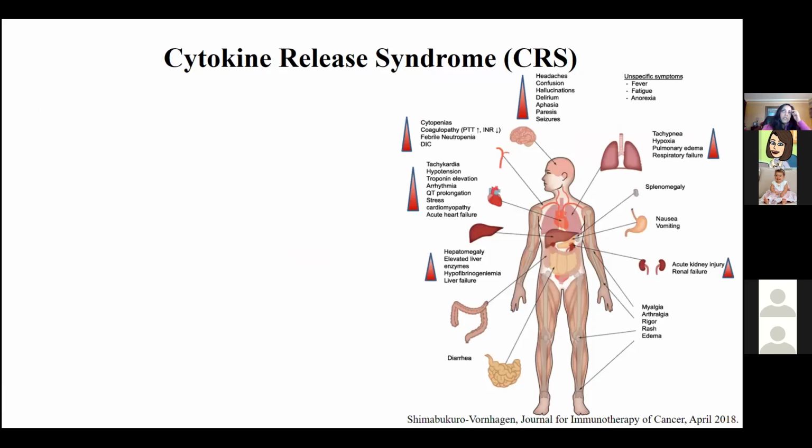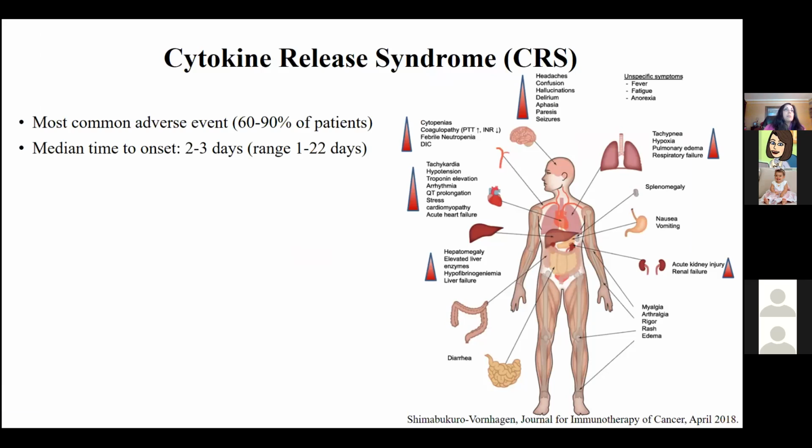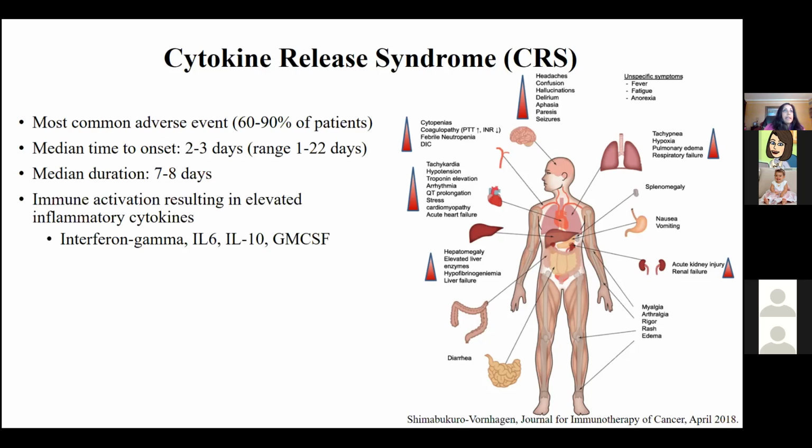So what are the major toxicities of CAR T cells? I alluded to this earlier. The first is cytokine release syndrome. So this is the most common adverse event we see post-CAR T cell infusion. It occurs in anywhere from 60 to 90% of patients. The median time to onset is about 2 to 3 days, anywhere from 1 to 22 days. I've even seen it rarely at 28 days post-infusion, but most commonly it's going to occur within the first week after infusion. The median duration is about 7 to 8 days.